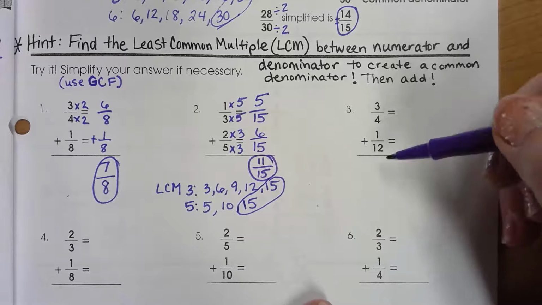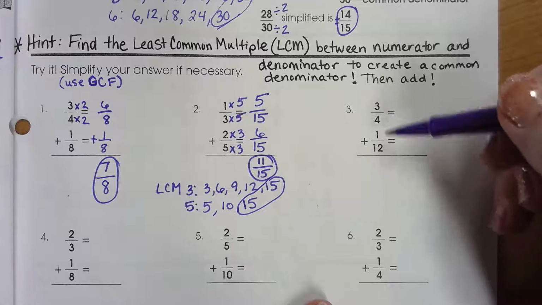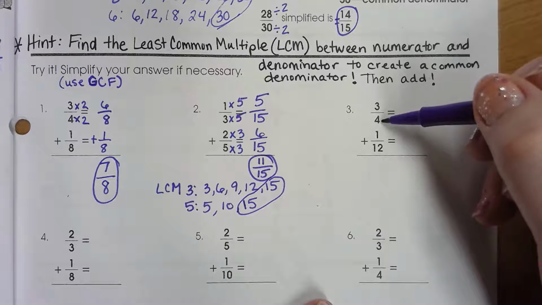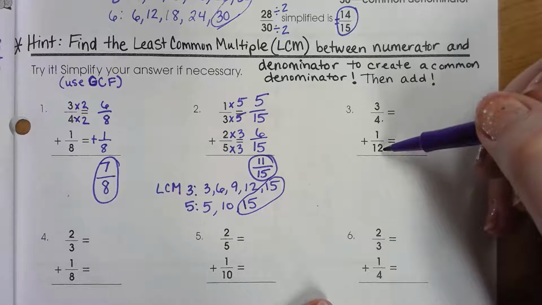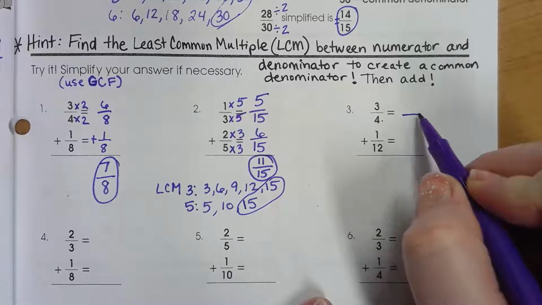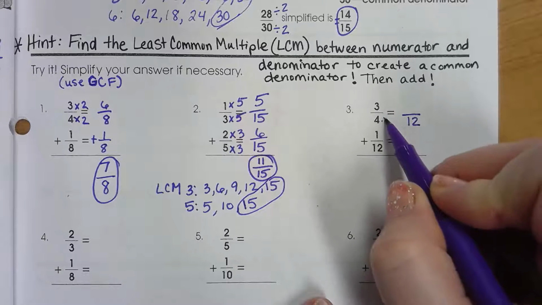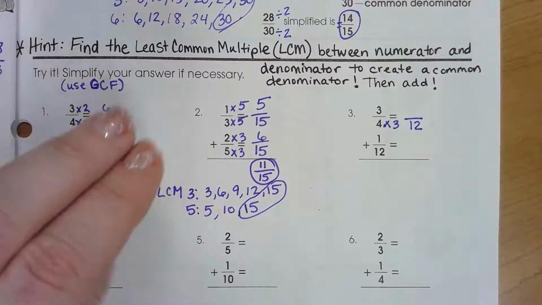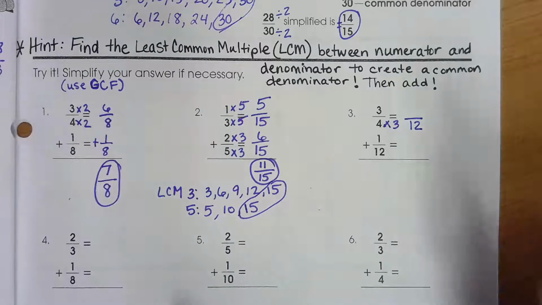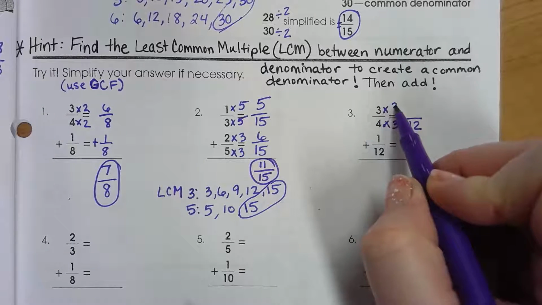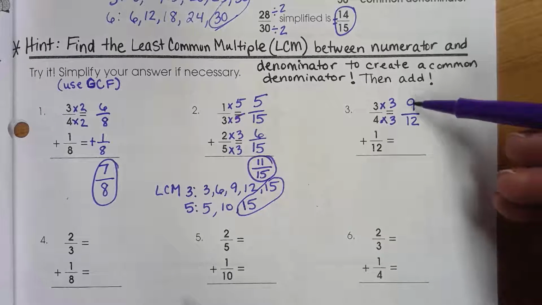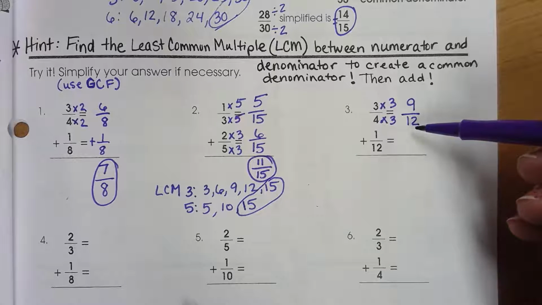Can I find a common denominator between a 4 and a 12? Well, could I turn a 4 into a 12 with multiplying? Yeah, I can make this a 12 if I multiply by 3. 4, 8, 12. 3 times. Multiply that numerator by 3. So 3 times 3 is 9. Now 3/4 is equivalent to 9/12.